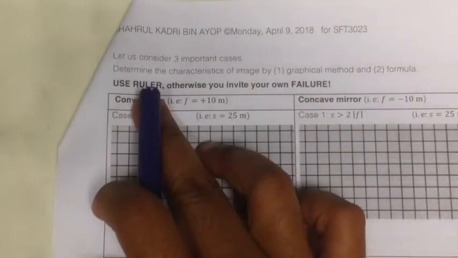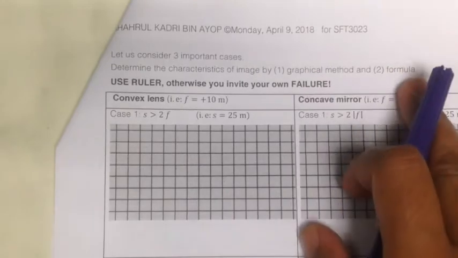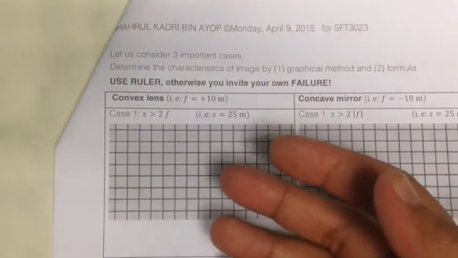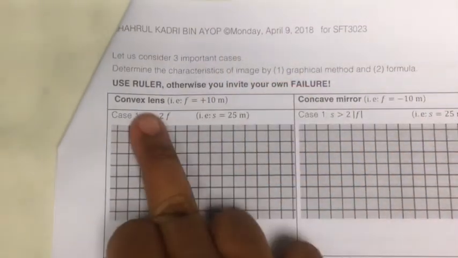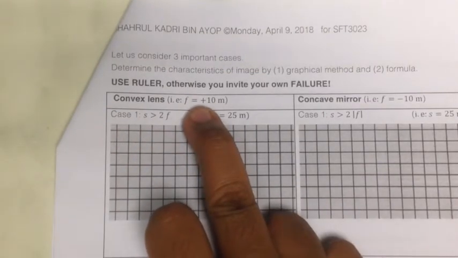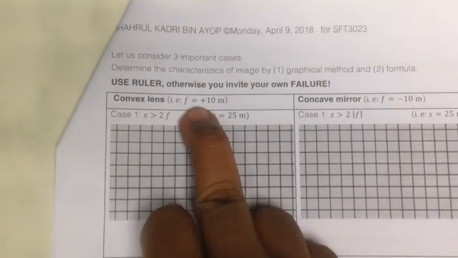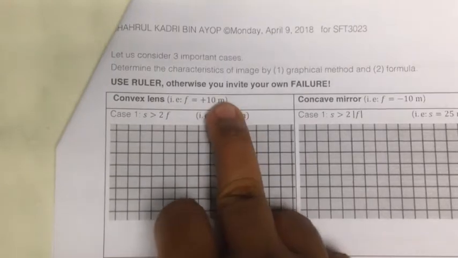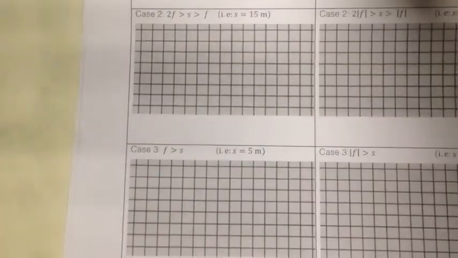Okay, now we want to determine the characteristic of image by graphical method and formula. So first I will show you how to predict and analyze image characteristics for the convex lens. Here, for example, you are given the focal length of your convex lens is 10 meter, and consider the first case. We have three cases actually to be considered, 1, 2, and 3.